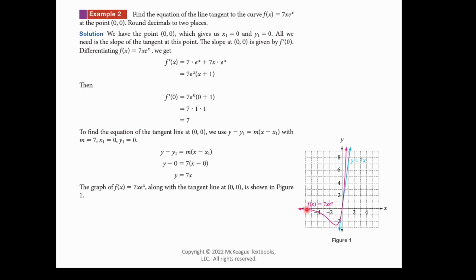And so here's the graph of 7x times e to the x. That's just in pink here. And when we draw the tangent line of y equals 7x, that's just this line right here that comes up and passes through the point (0, 0) and just touches the graph of 7x e to the x right at that point there. That's in the blue.